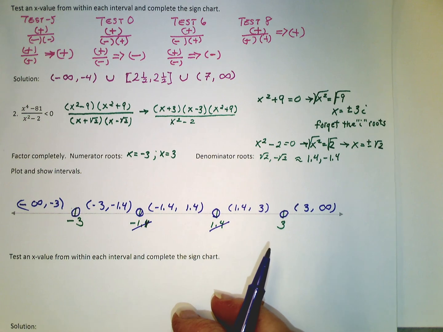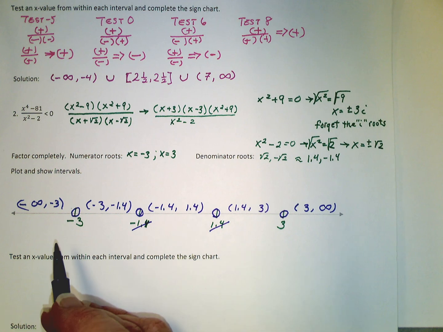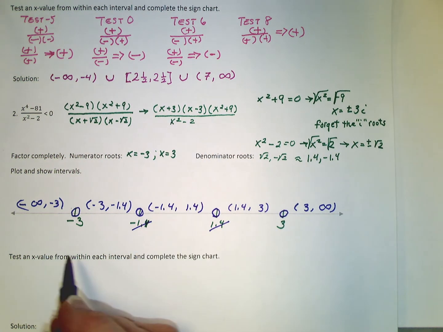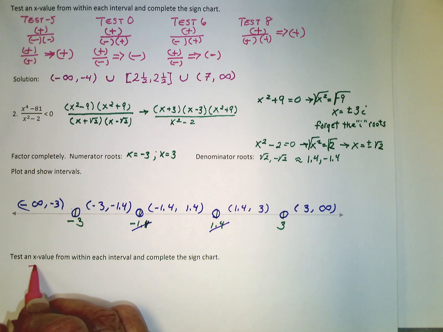Now we get to test values. Okay, we don't have a fully factored form that we're going to test them in, but we're going to test them in here. So we need to pick an x value that is between negative infinity and negative 3. I'm just going to go with negative 4.